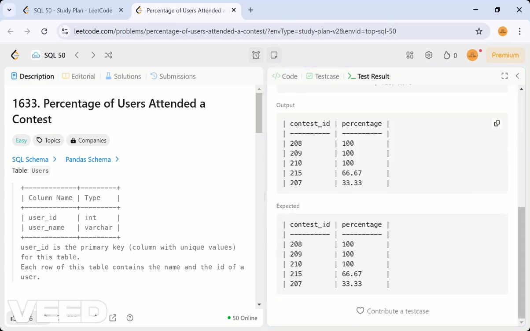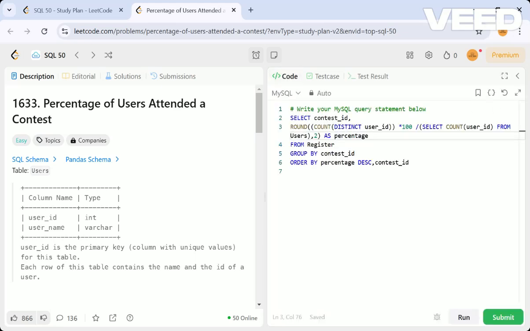Previously we were getting 67333. Now it is fine, it's accepted. So this is how we can solve this problem.